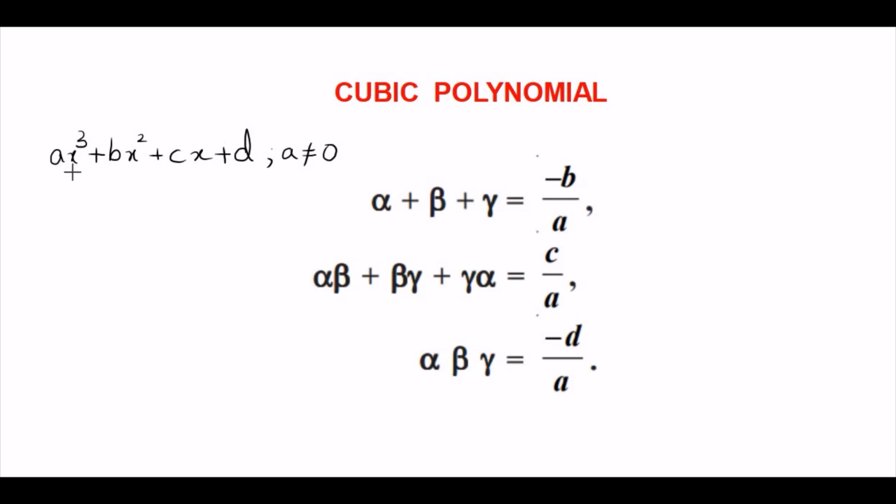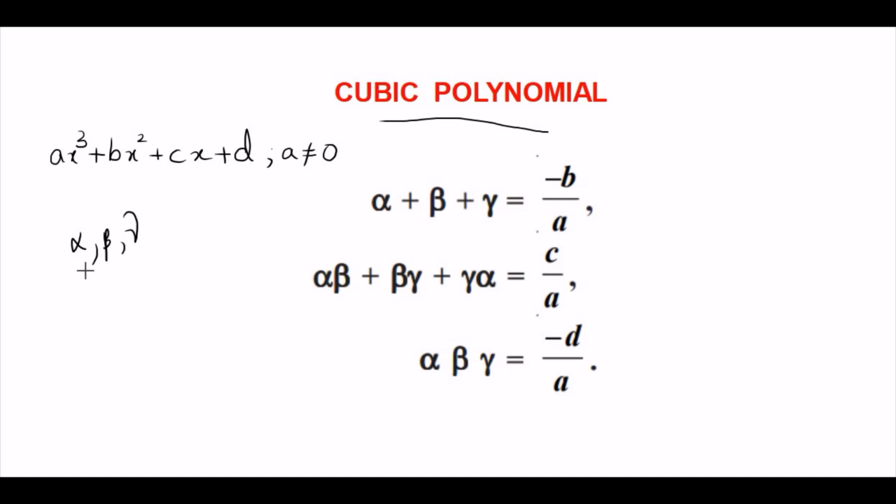Here a is the coefficient of x cube, b is the coefficient of x square, c is the coefficient of x, and d is the constant term. Now here we are going to deal with the relationship of the zeros and coefficients of a cubic polynomial. You know, a cubic polynomial can have a maximum of 3 zeros. So let's take the zeros as alpha, beta and gamma.